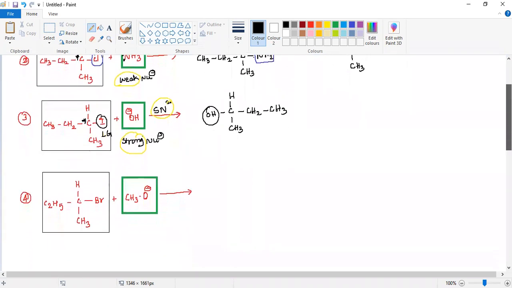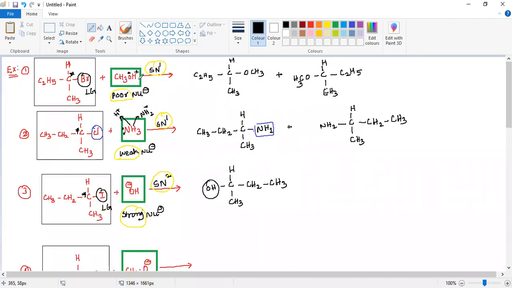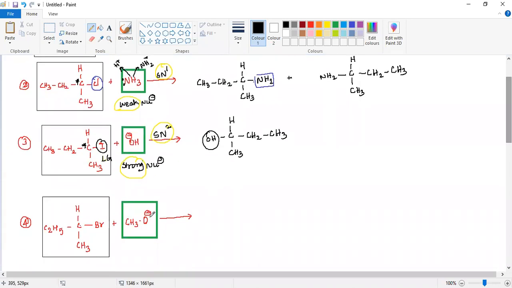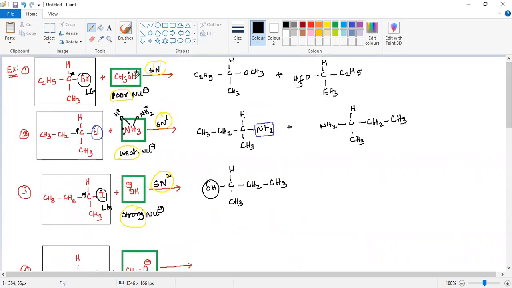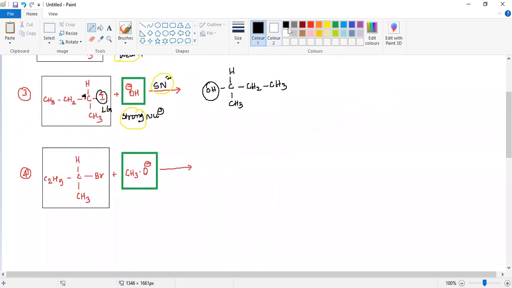Come to the fourth example. This is CH3OH; CH3O means methoxy, that means alkoxy. What is the difference here? CH3O minus itself can act as the attacking group, but here CH3OH, methyl alcohol, can behave as the attacking group, in which OCH3 is the nucleophile on releasing H plus, due to acidic property. It becomes a poor nucleophile. Whereas OCH3 minus, the alkoxy group, is a strong nucleophile.